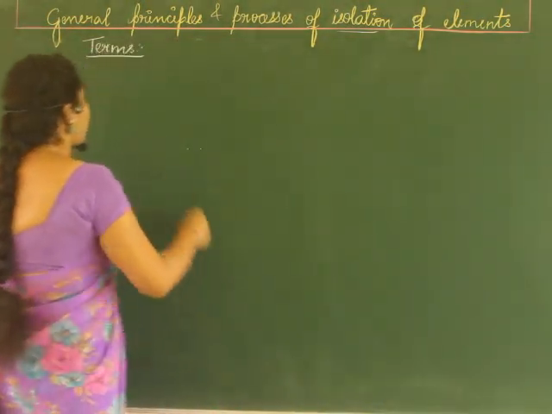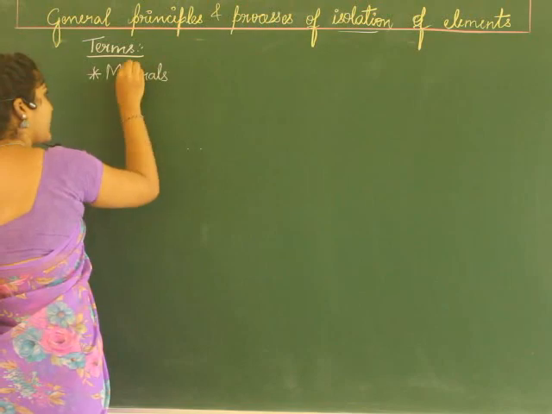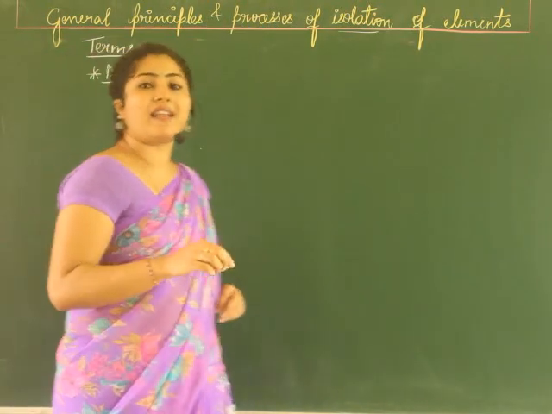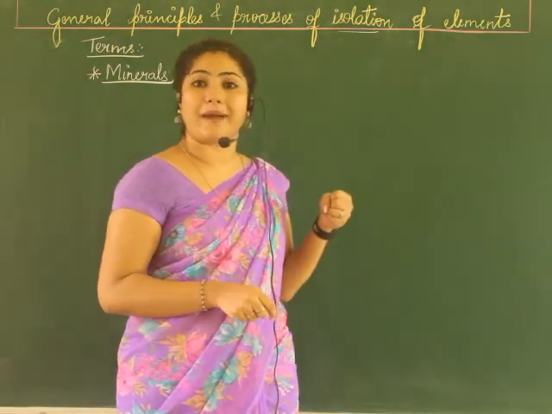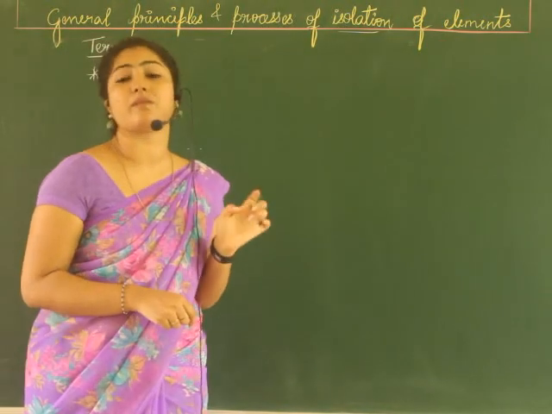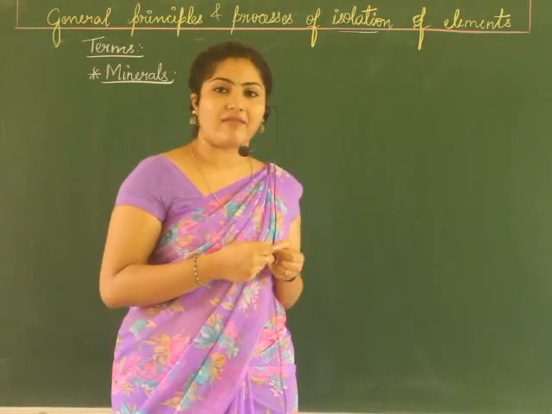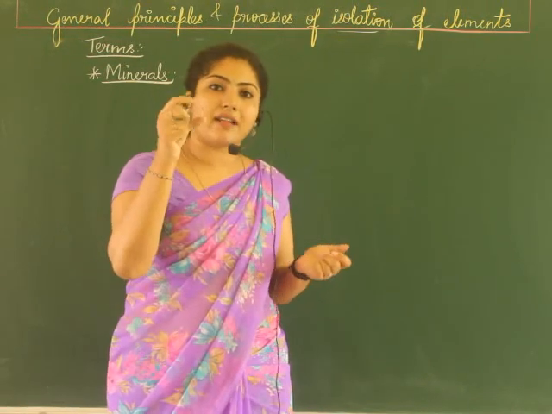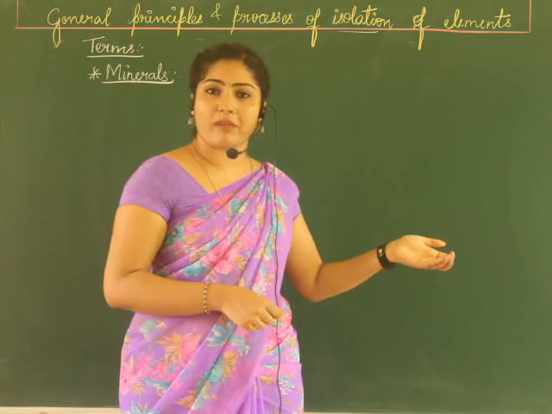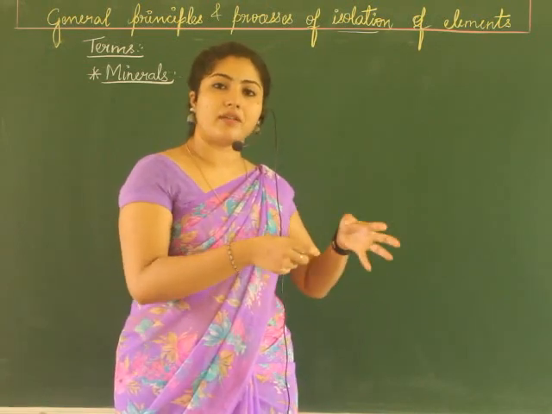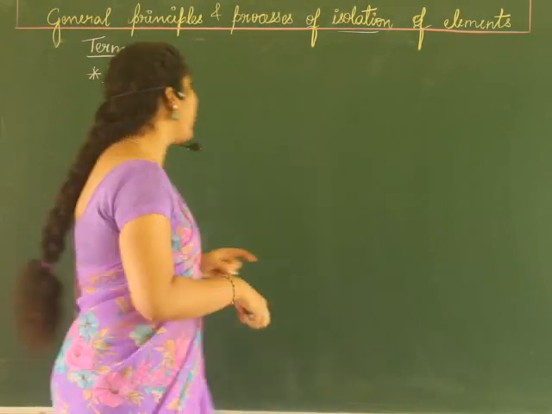All right, terms. The first, very important term we need to learn is minerals. What are minerals? Minerals are naturally occurring substances in the earth's crust that can be obtained by mining. That is why we call them minerals. We want metals. Metals are not freely available in nature. It's not like iron as Fe exists in nature. It might be in the combined state. It would have combined with something else, and then it would be present in nature. So we want to separate it.